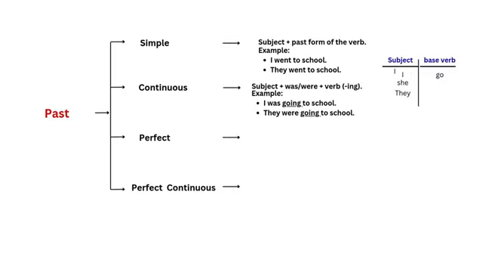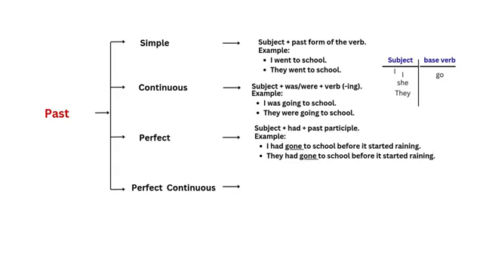They were going to school. They is the subject. Were is the past form of the verb to be used with plural subjects in the past continuous tense. Going is the main verb in its continuous form. To school is the object.